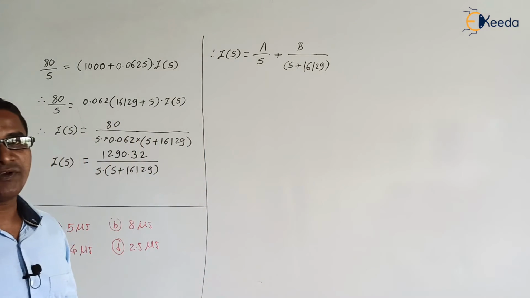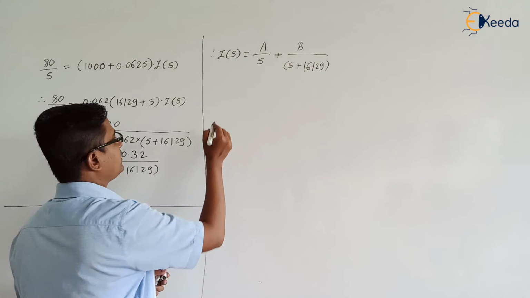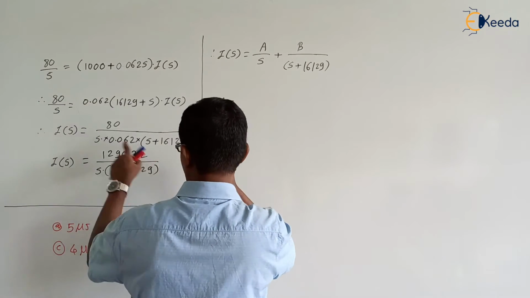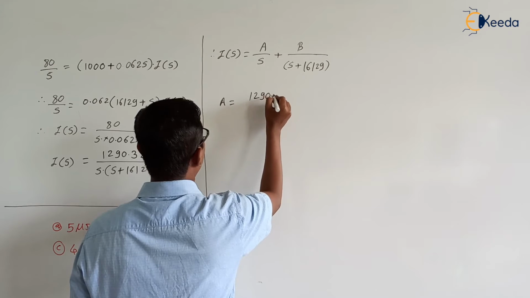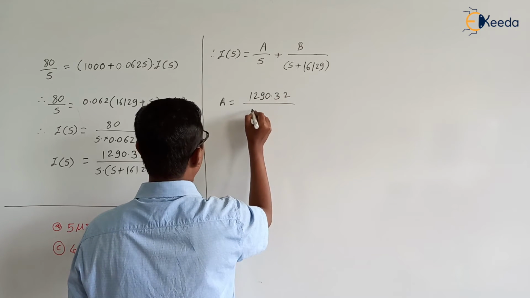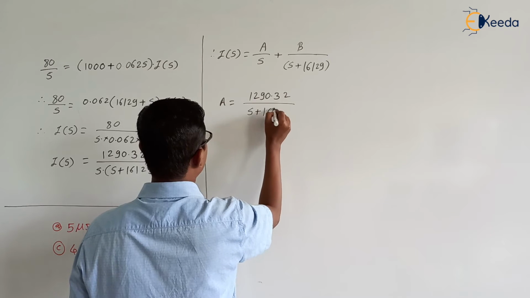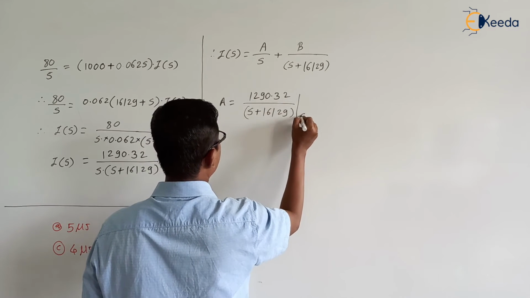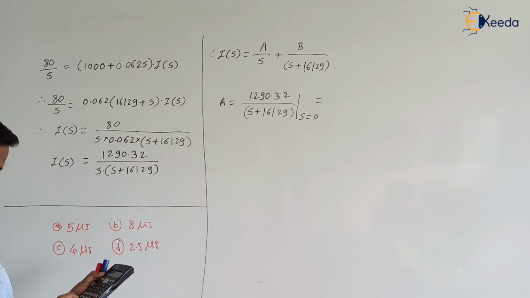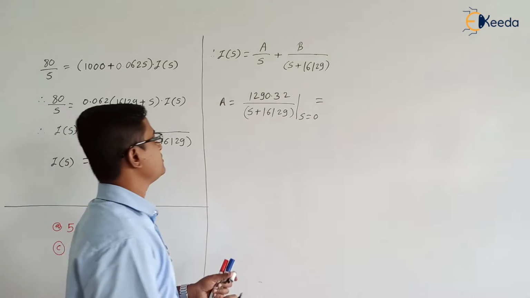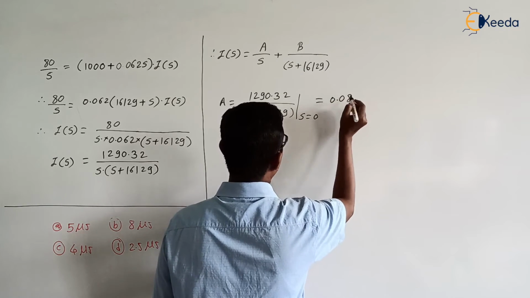So next, can we find A and B? Yes, we can find A and B. A is equal to what? This term when S is equal to 0. So it is like 1290.32 divided by S plus 16129, provided that S is equal to 0. So from this we can find A. What is A? It is 1290.32 divided by 16129, so it is 0.08. A is equal to 0.08, right?